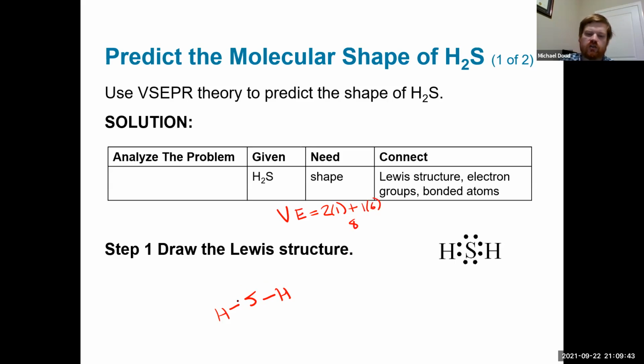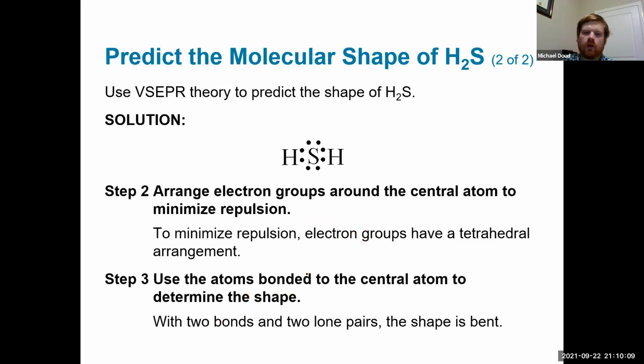Now we draw our skeleton structure here, and we use up 4 of those electrons. So that leaves us with 4 total valence electrons here. Now the hydrogens in this case are happy. They've got their 2 electrons that they need. Sulfur, though, needs its octet, so we can give it 4 more electrons, and then it's got 2, 4, 6, 8 electrons in its octet. That's its happy structure. Okay, next up.